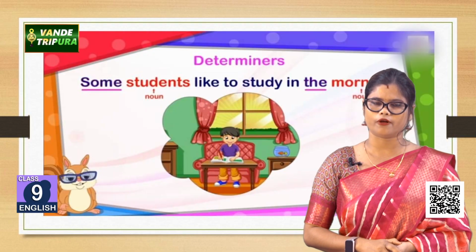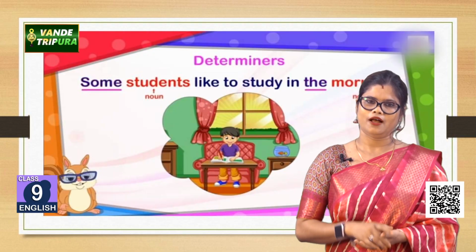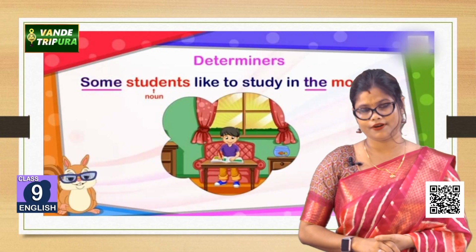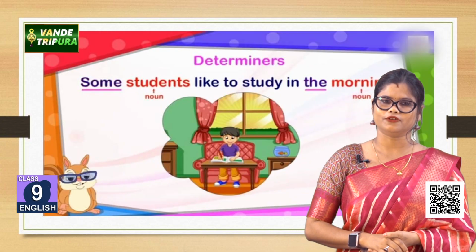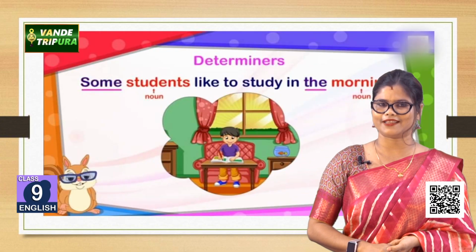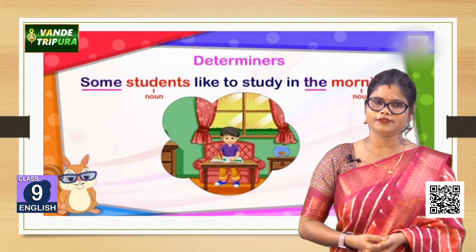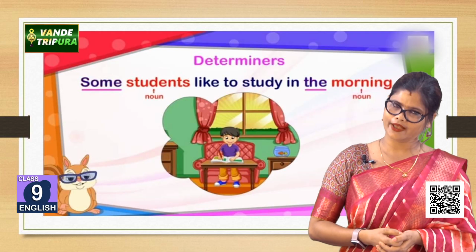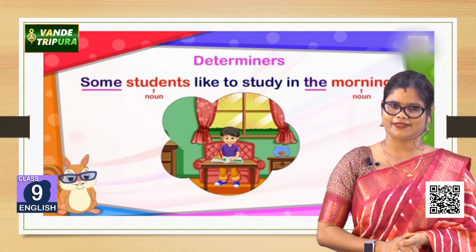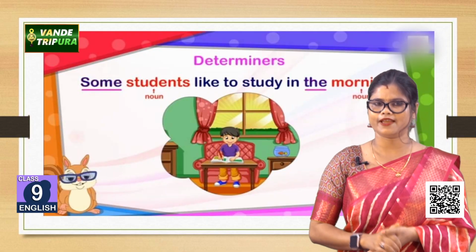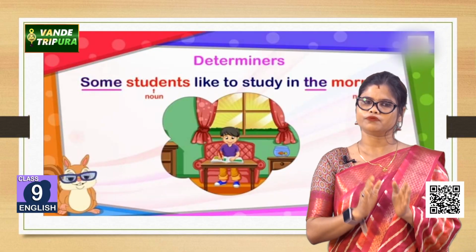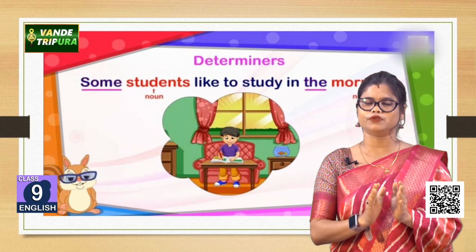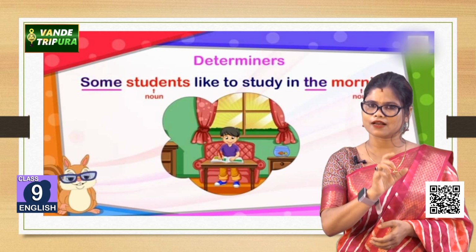এবার আমাদেরকে বুঝতে হবে যে noun তো আমরা জানি, any naming word is a noun. Now what is a determiner? তো determiner জানতে হলে আমাদেরকে আগে জানতে হবে যে before the noun determiner comes. Okay, so noun এর আগেই কিন্তু determiner আসে. এই সেন্টেন্সে আমরা এটাই দেখছি যে students and morning both words are nouns and before the nouns we can see the determiners some and the.